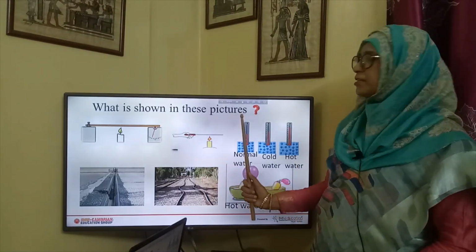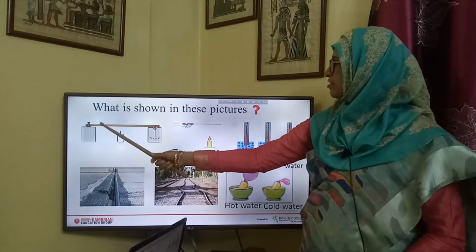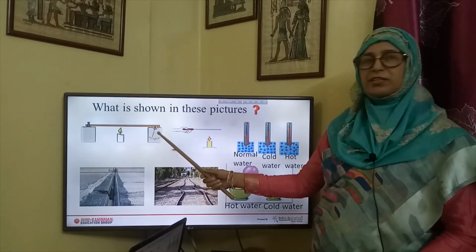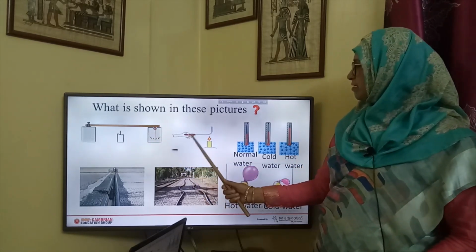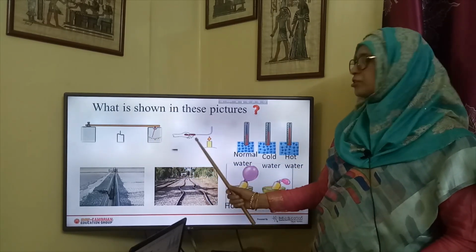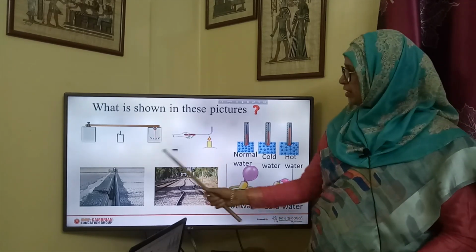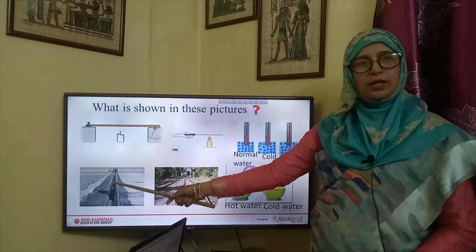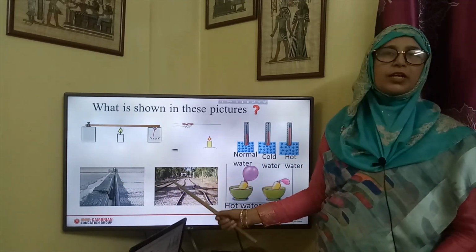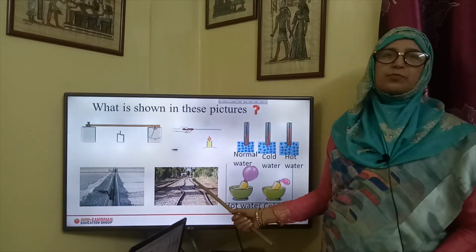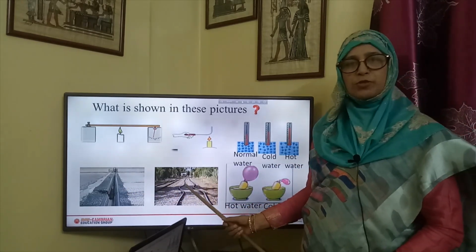What is shown in these pictures? First one, there is an iron rod. Due to application of heat, this indicator is moving. Here is also the same iron rod. Due to application of heat, this iron rod is bent, and this is the road and this is the railway lines. Due to too much heat, this road will be cracked and this railway will be twisted.